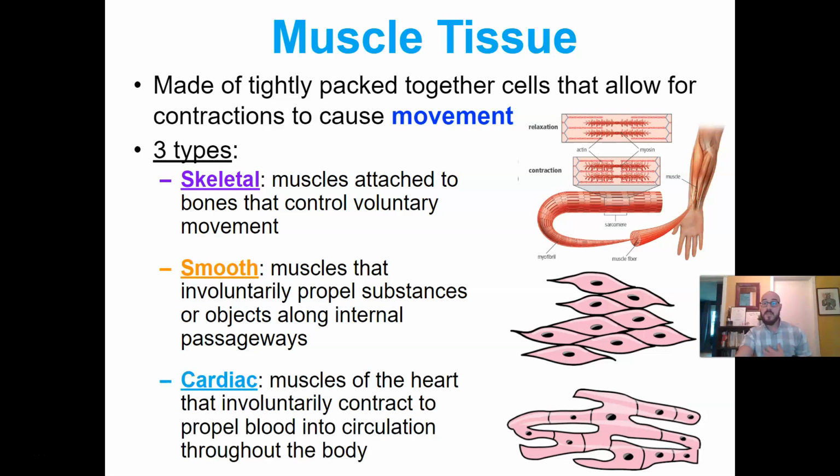And cardiac muscle is a very specialized type of muscle cell that is only in your heart, and it basically allows for the contraction of your heart to pump blood. All right, so there's your skeletal, here's your smooth, and there's your cardiac.